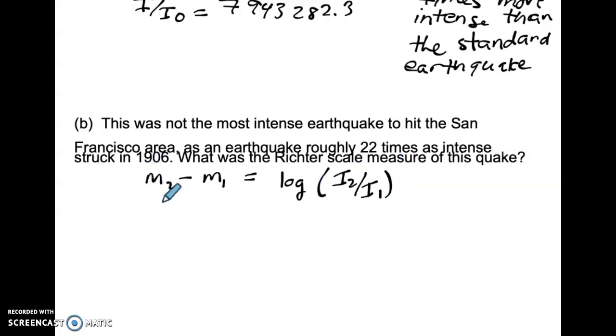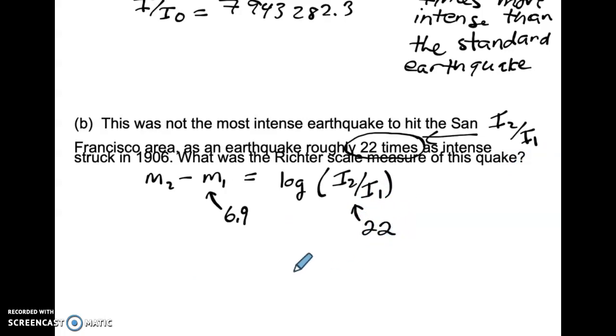And we're comparing our new earthquake to our old earthquake. So the old earthquake is going to be M1. So that's going to be that 6.9 from part A, because that's what we're comparing our new earthquake to. In the question, they told us that this new earthquake was 22 times as intense. So they actually gave us the ratio of intensities. So they gave us that I2 over I1. So we're going to sub that in for 22.